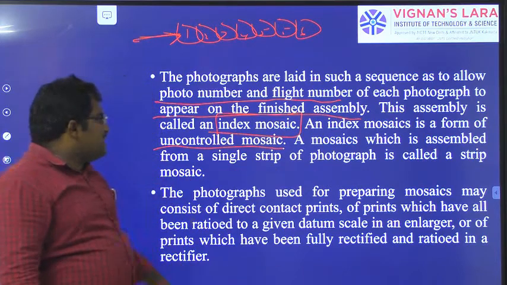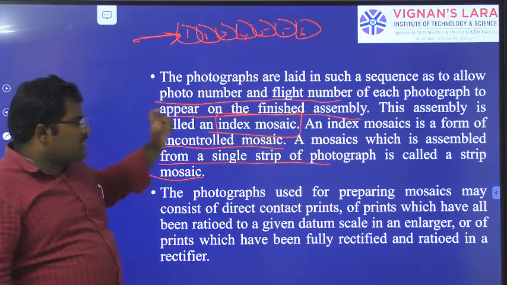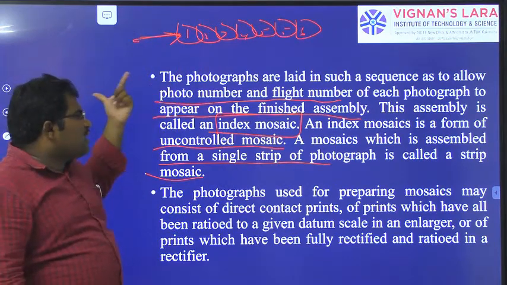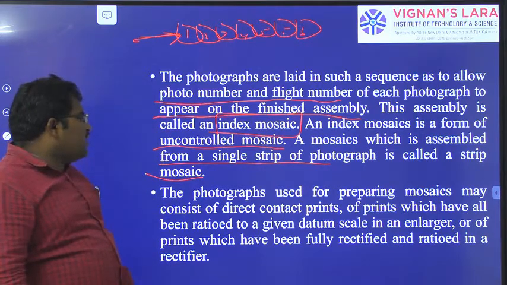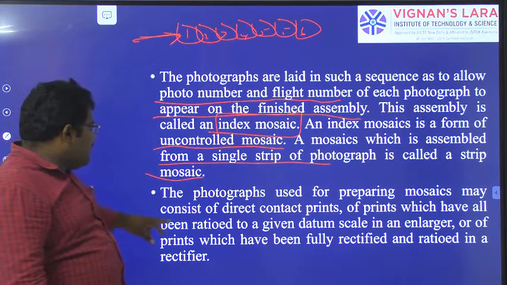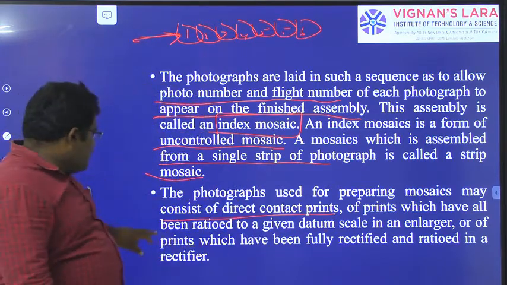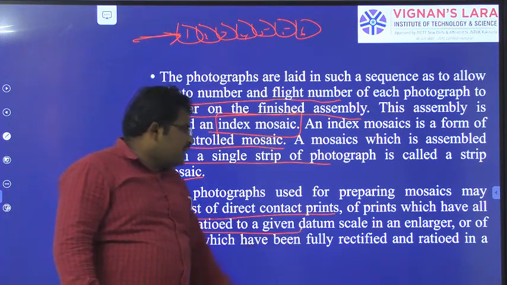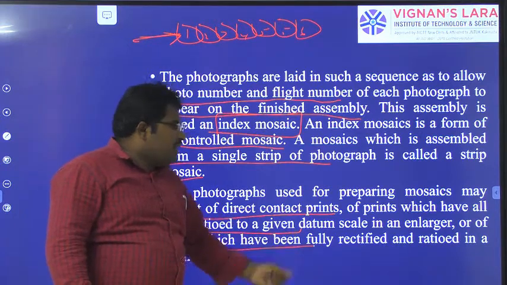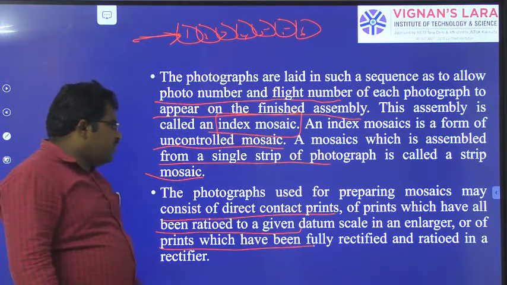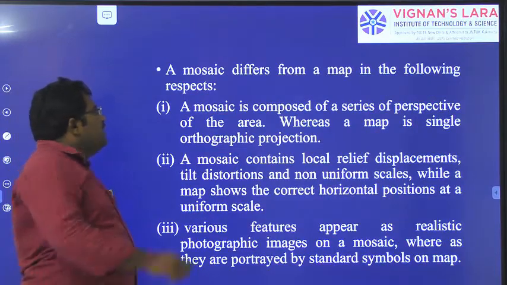A mosaic which is assembled from a single strip of photographs is called a strip mosaic. Next, the photographs used for preparing mosaics may consist of direct contact prints, or prints which have all been ratioed at a given datum scale in an enlarger, or prints which have been fully rectified and ratioed in a rectifier.